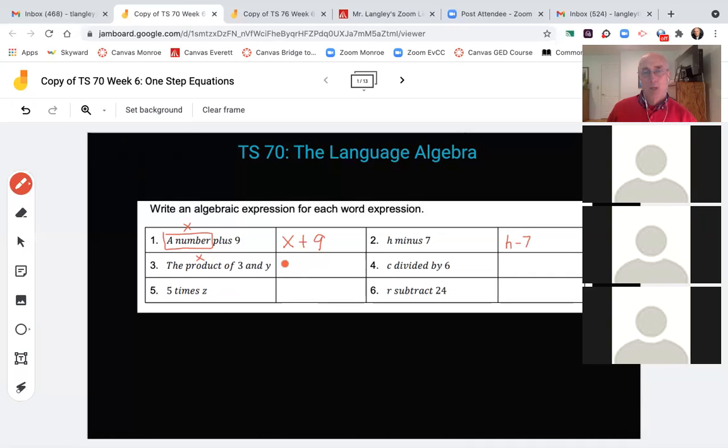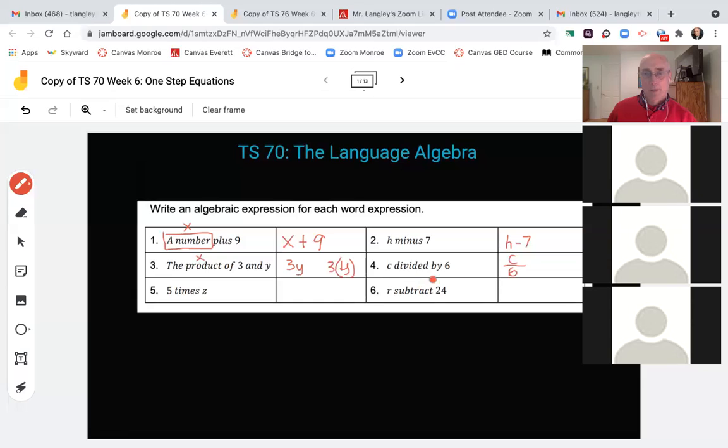How about 3y? When you stick two numbers next to each other like that, that means times. Another way is to express it like this: 3 in parentheses y. That also just means times. All right, number 4, c divided by 6. Probably I'm going to write it like this: c over 6. That is c divided by 6.